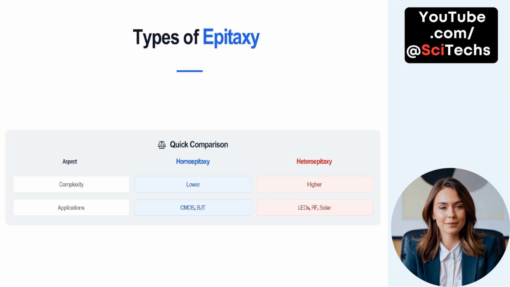Types of epitaxy. Quick comparison. Epitaxy is categorized into homoepitaxy and heteroepitaxy, and understanding their differences helps guide process selection in semiconductor manufacturing. In terms of complexity, homoepitaxy is lower. It involves growing a crystal layer using the same material as the substrate, such as silicon on silicon, which minimizes strain and defects. This simpler structure supports applications like CMOS, complementary metal oxide semiconductor, and BJT, bipolar junction transistors, which demand uniform and reliable material quality.